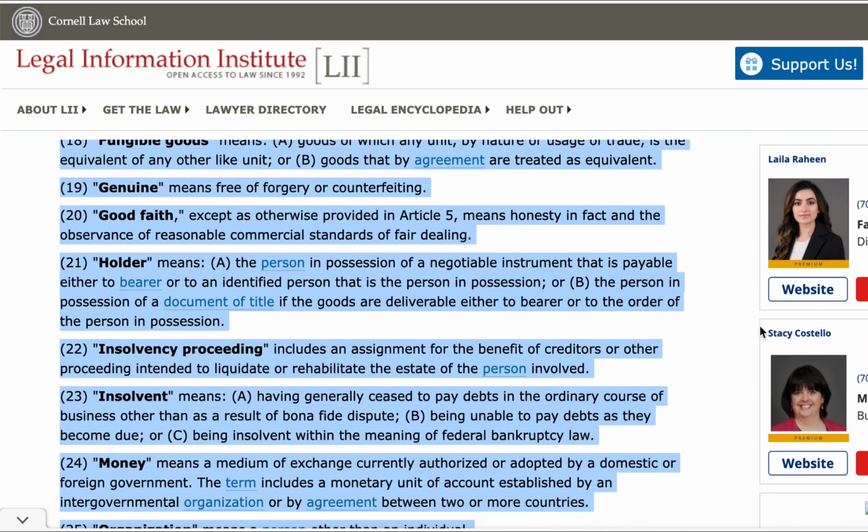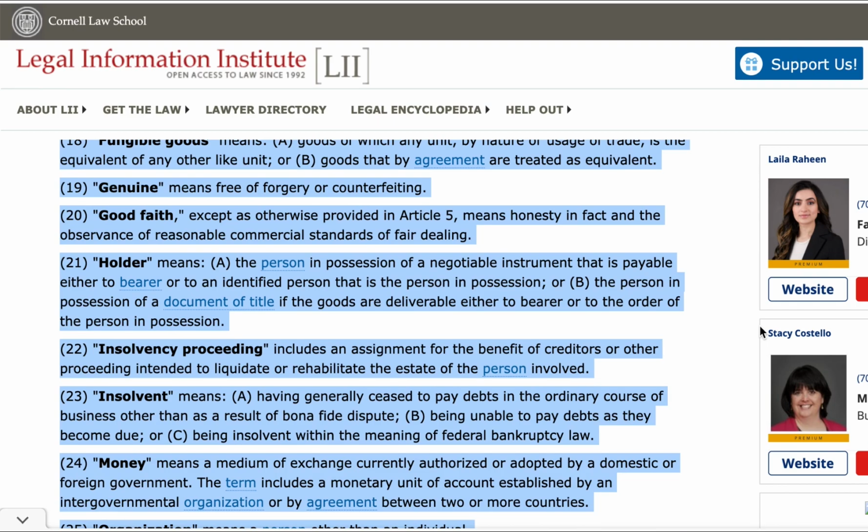21. Holder means A. The person in possession of a negotiable instrument that is payable either to bearer or to an identified person that is the person in possession, or B. The person in possession of a document of title if the goods are deliverable either to bearer or to the order of the person in possession. 22. Insolvency proceeding includes an assignment for the benefit of creditors or other proceeding intended to liquidate or rehabilitate the estate of the person involved.